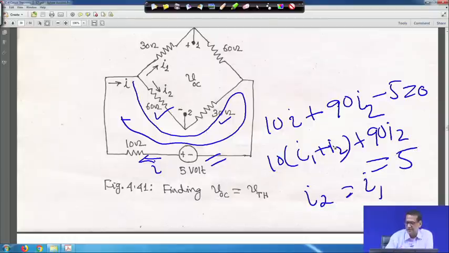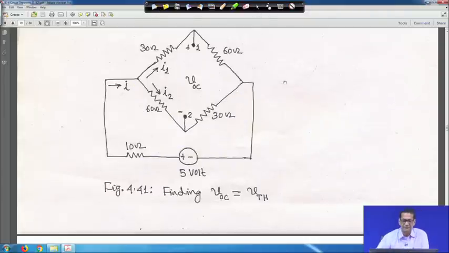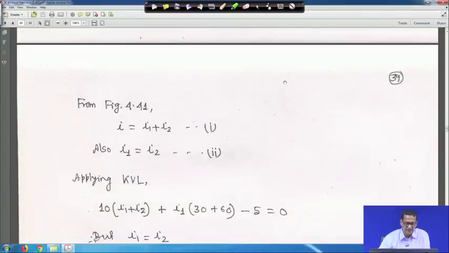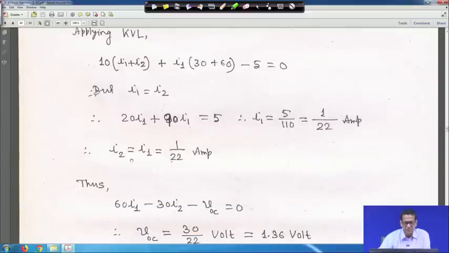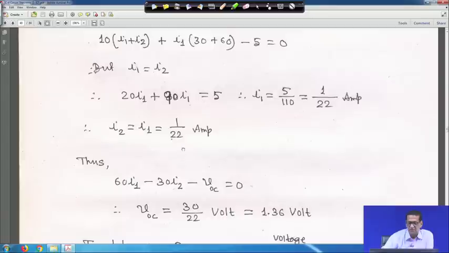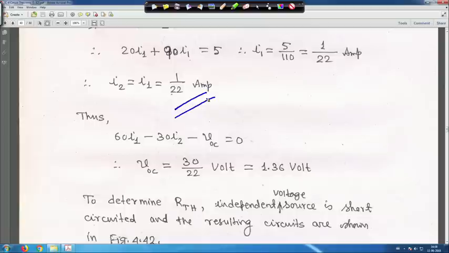If you put it here, then you will get the solution for I1 and I2, and that is actually done here, right. So, I2 is equal to I1, and we have got 1 by 22 ampere. So, once you get I is equal to I2 is equal to I1, which is 1 by 22 ampere, after that you apply KVL.